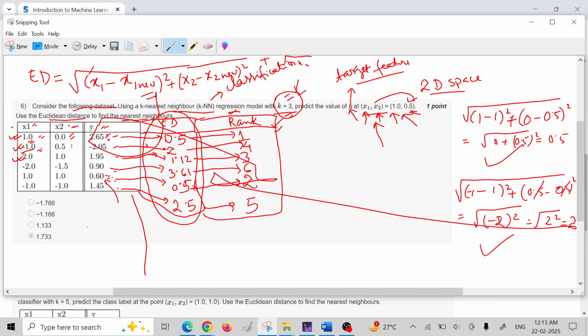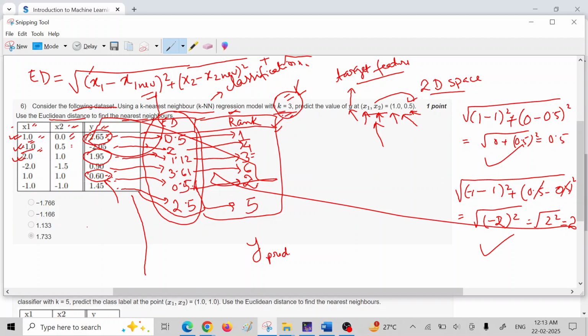So here, since I need to consider k equal to 3, the data point that I will consider is this one, with rank 1. Then the next data point having rank 2, this y value I will consider, and the next data point that is the nearest one under k equal to 3 neighbors, that is 1.95.